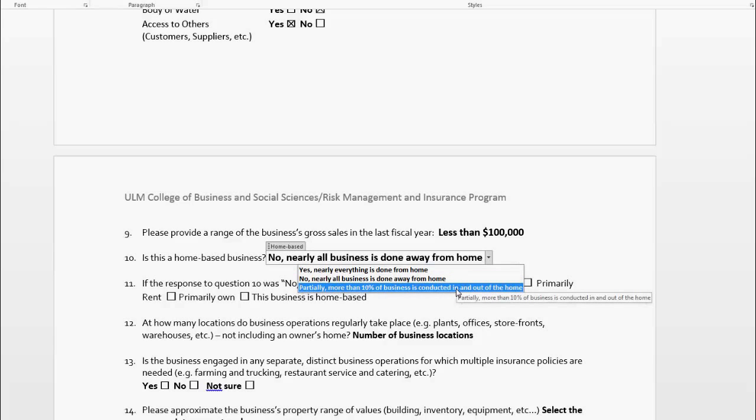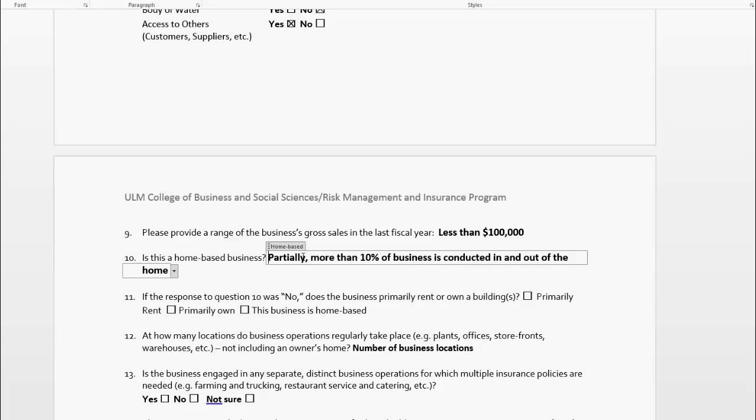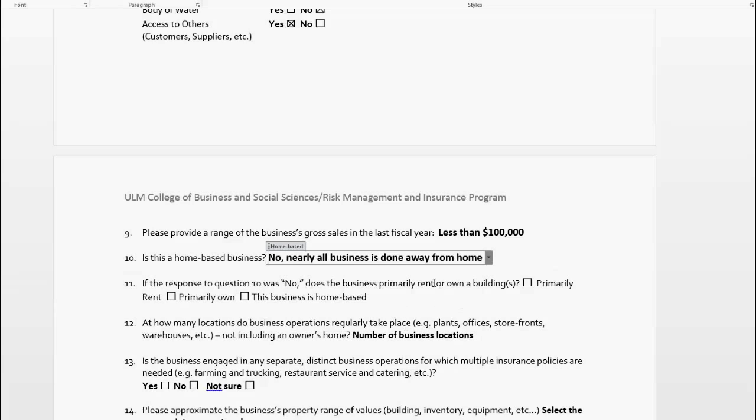But there are some businesses where maybe a lot of appointments are made out of the home and bookkeeping is done from the home. In that case, it would be partially. More than 10% of the business is conducted in and out of the home. So in my case, it's not a home-based business. So if the response to question 10 was no, does the business primarily rent or own a building? And what I'm asking here is, if the business is not home-based, do you rent or own?